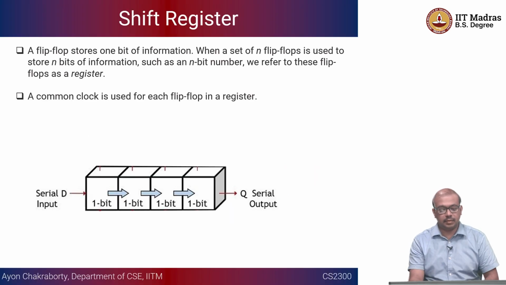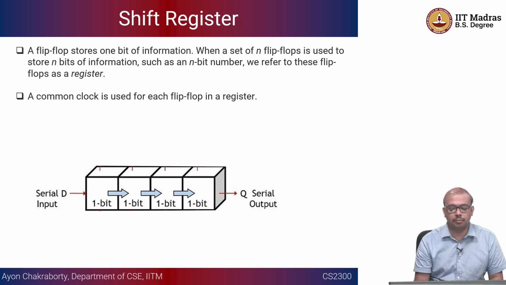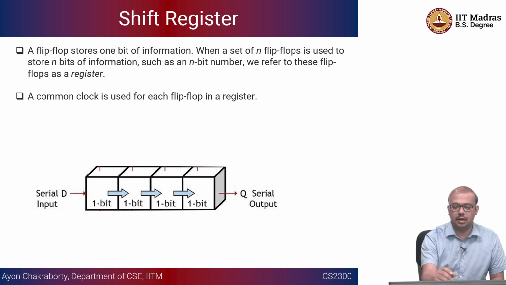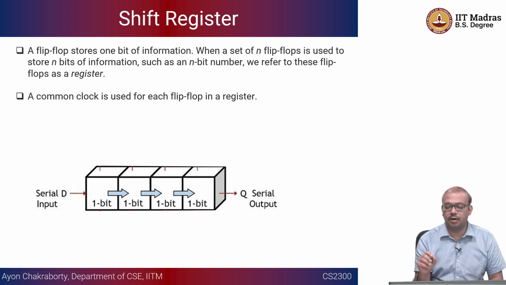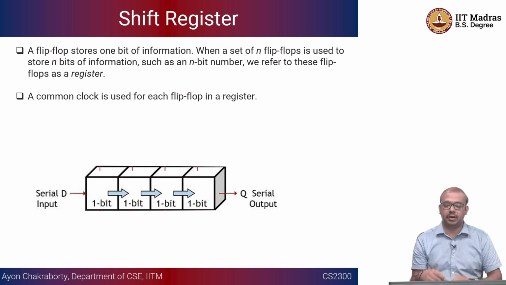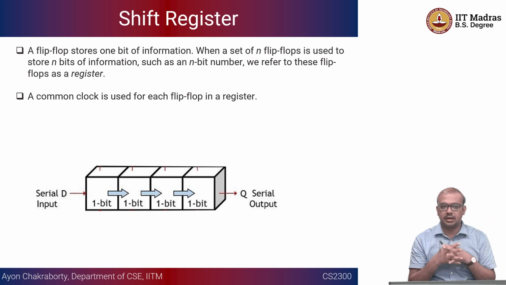So the flip-flop stores 1 bit of information, as you know. When a set of n flip-flops is used to store n bits of information, such as an n-bit number, we refer to these flip-flops as a register. A common clock is used for each flip-flop in the register. So whenever, as I told you earlier also, if you are having a 3-bit register or 4-bit register, those bits are going to be updated simultaneously.